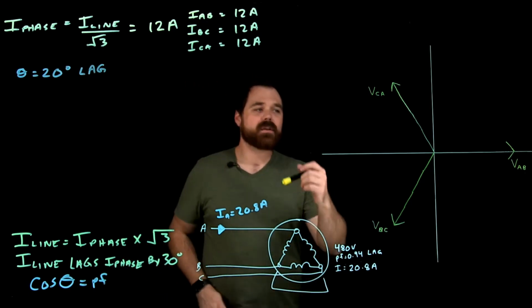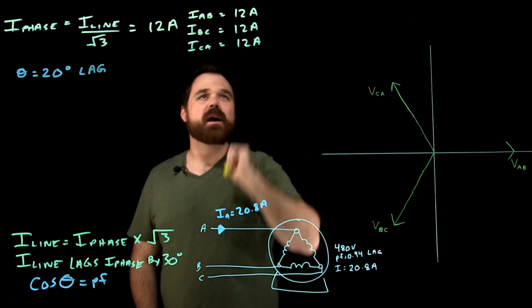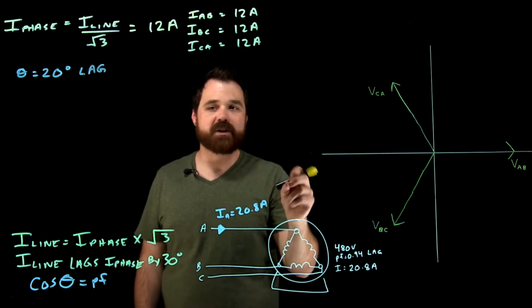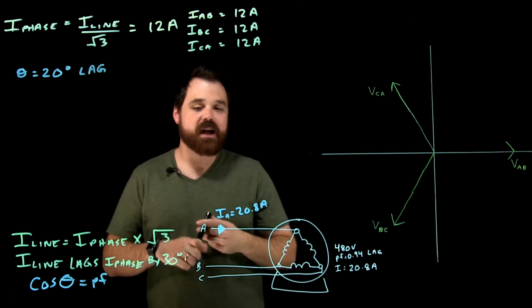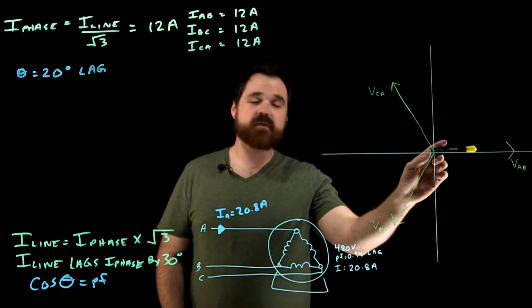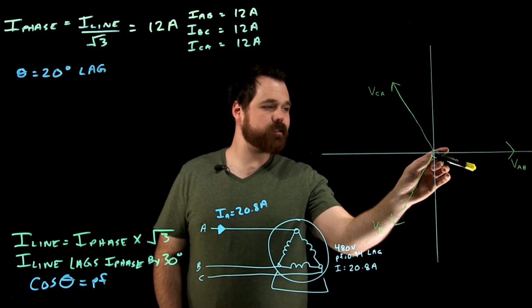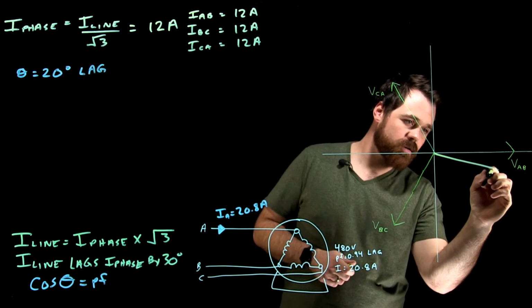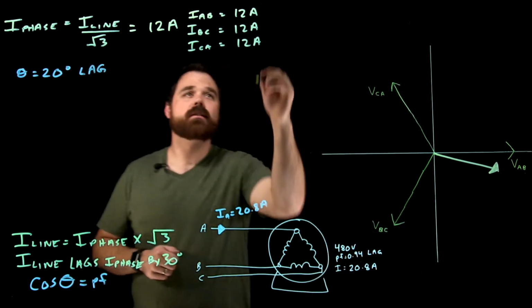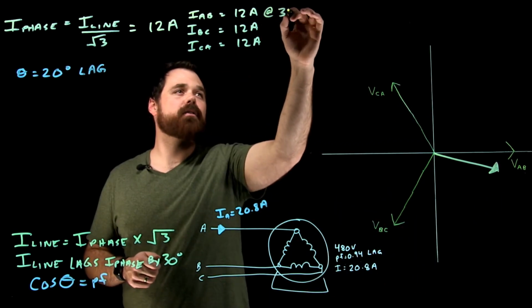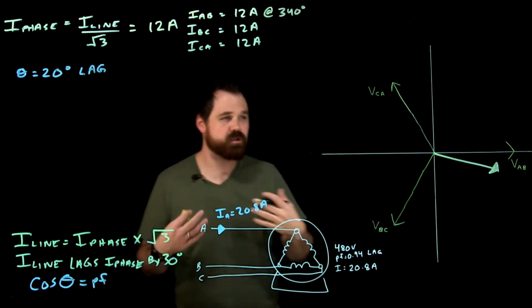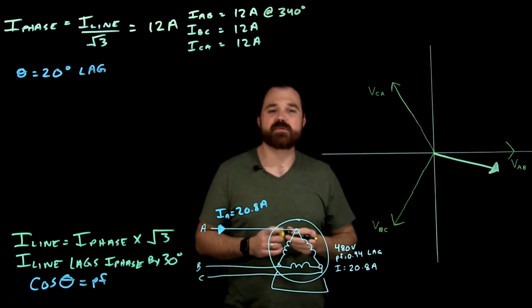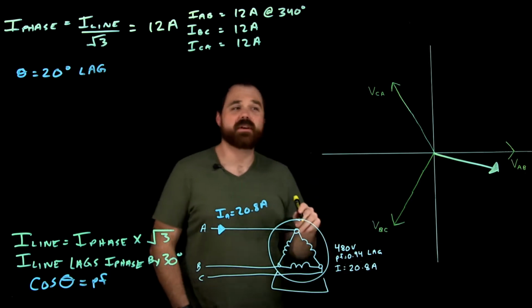So what can I do with that information? Well, in phase A, IAB we calculated as 12 amps. That current is lagging the voltage by 20 degrees, which means that here's my voltage for phase A. My current is going to be lagging by 20 degrees. It's going to put my current down here, so that puts it at 340 degrees, right? 360 minus 20 degrees equals 340.